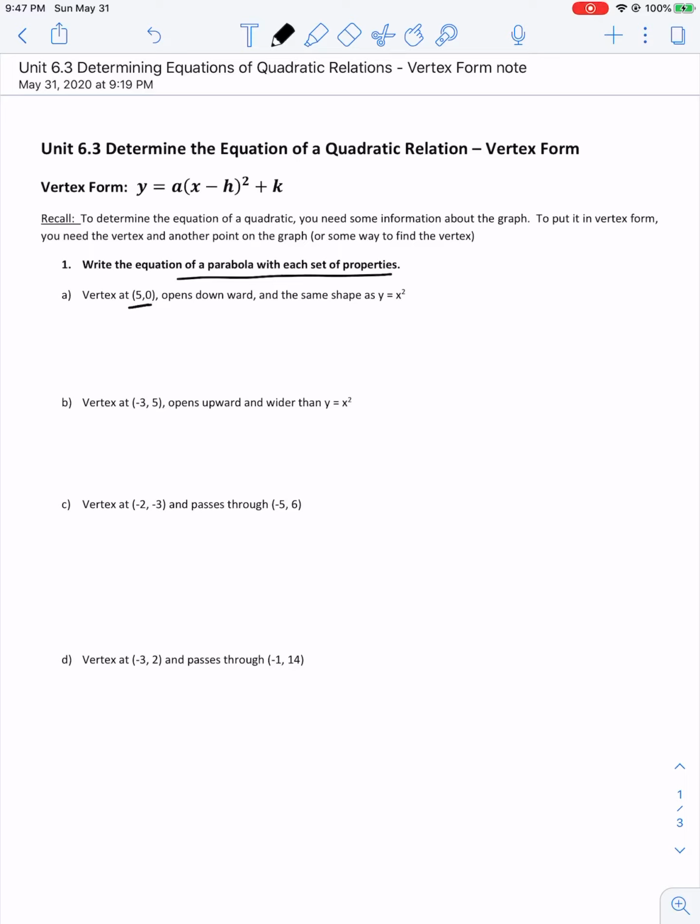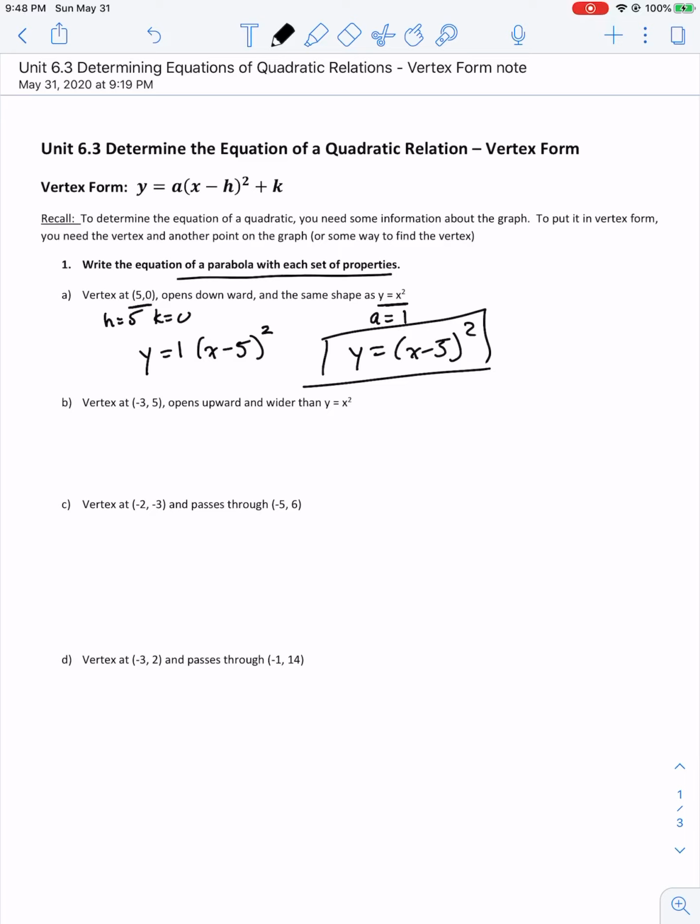The vertex is at 5, 0. That means that h equals 5 and k equals 0. And it has the same shape as y equals x squared. That means that a must equal 1, because in y equals x squared, a equals 1. So that's going to be y equals 1(x minus 5) squared, or just y equals (x minus 5) squared. And that's it. That was an easy one.